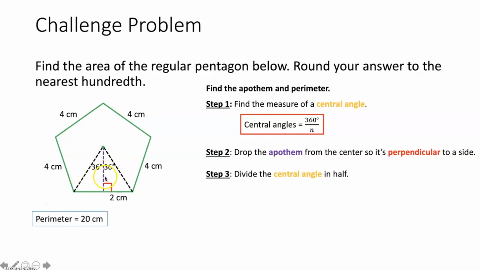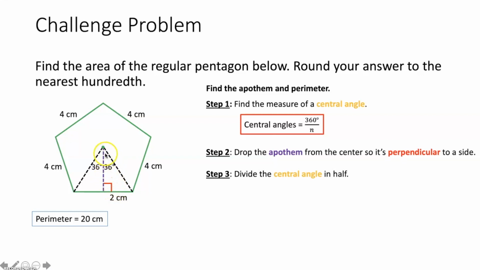Now this is where we would normally move on to the next step, which is where we use a special right triangle to find our apothem. However, this angle measure is 36 degrees. I don't know any special right triangles that have 36 degrees in them. So what are we going to do? How are we going to find the side length adjacent to this given angle if the only other given side length would be the side length opposite that given angle?